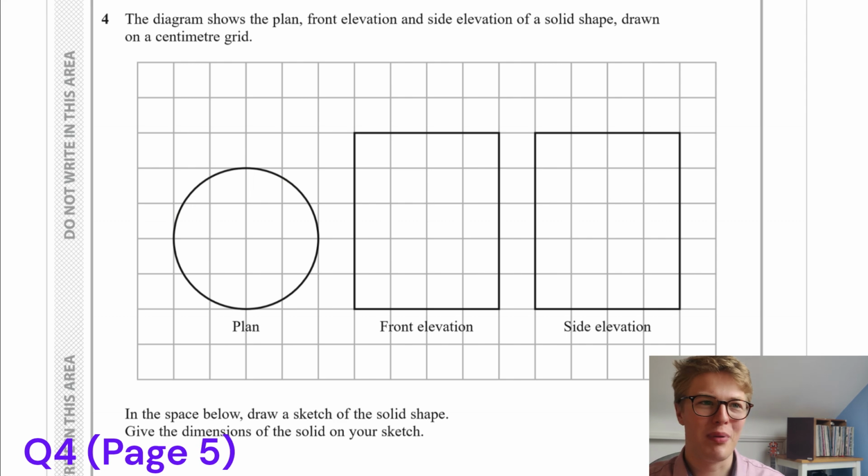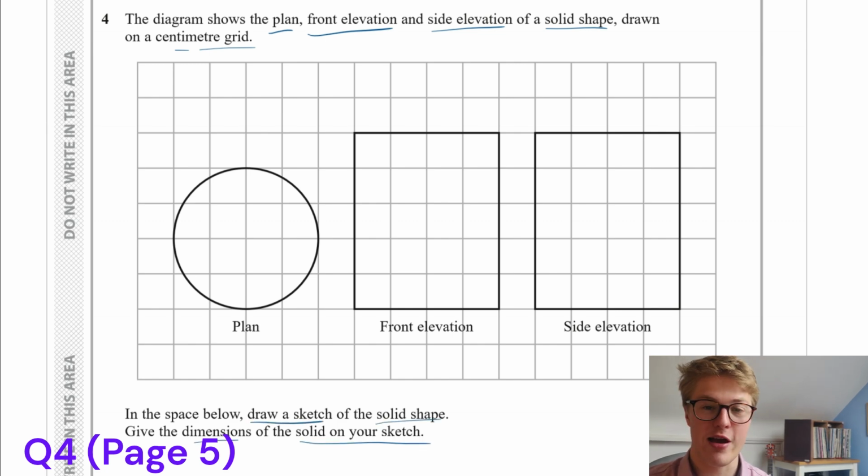The diagram shows the plan, front elevation and side elevation of a solid shape drawn on a centimetre grid. In the space below, draw a sketch of the solid shape, give the dimensions of the solid on your sketch. So a plan view is looking from top down, and we have a circle, and from the front elevation, looking at it front, and on the side elevation, looking at it from the side, we have a rectangle.